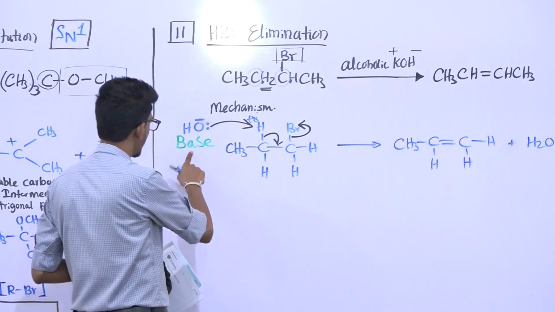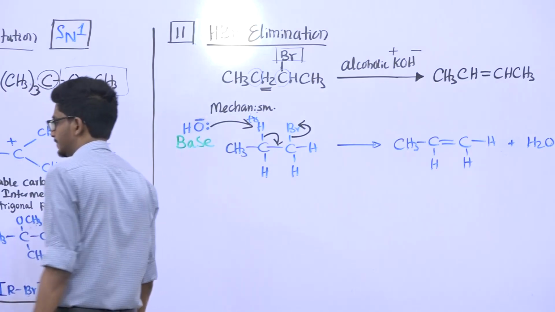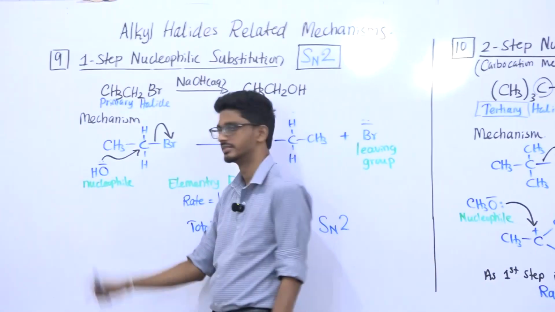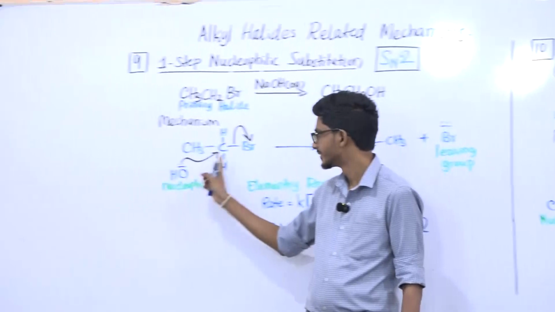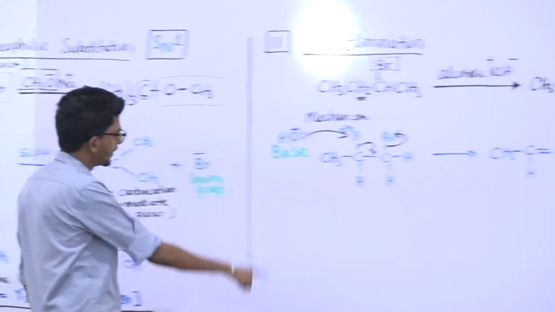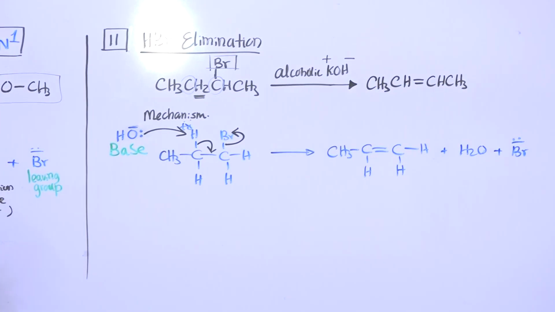So here the OH minus attacks as a base in the alcoholic medium. In the aqueous medium, the OH minus will attack as a nucleophile to the opposite carbon. But when it comes to the alcoholic medium, it will attack as a base. That is the mechanism.